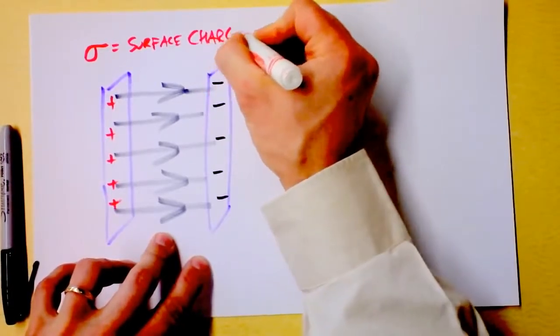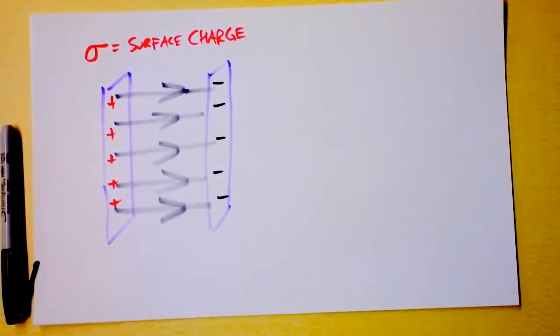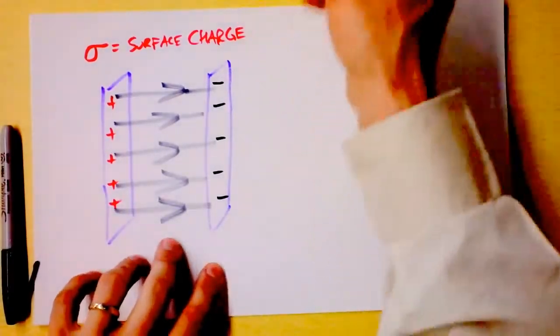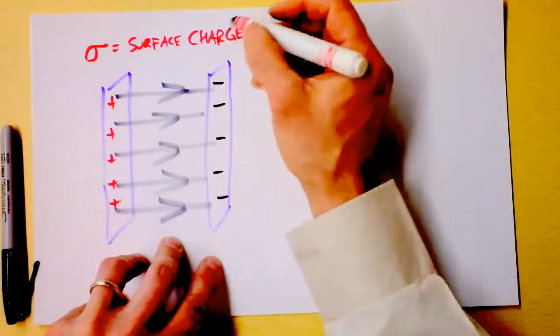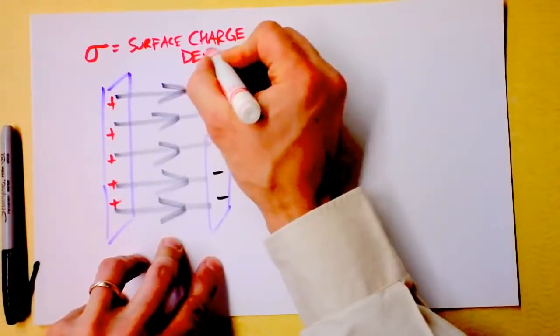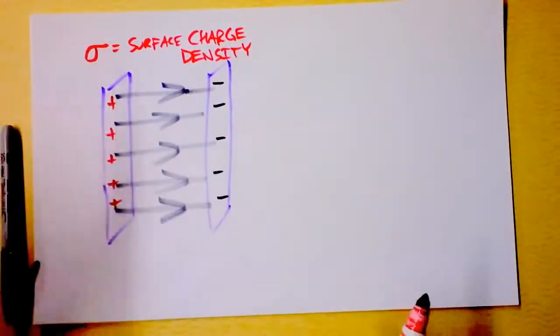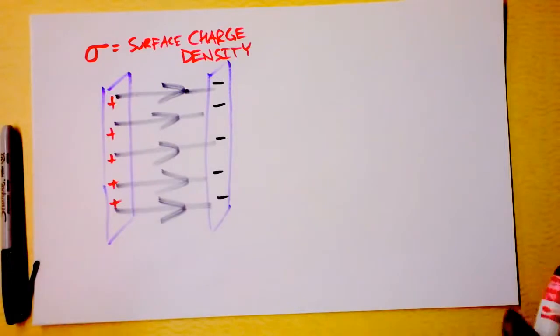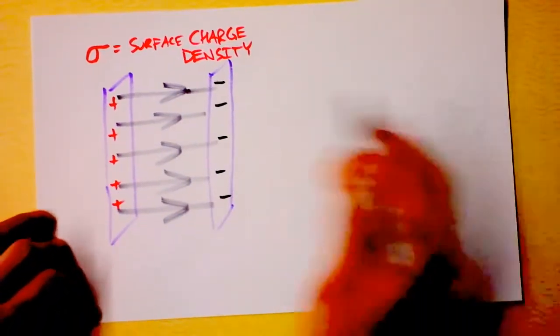I'm going to call it surface charge density because, as you will see in the first video, the surface charge density is the only charge density for a conductor because that's where the charges lie. They lie on the surface of the metal. Surface charge density is sigma, and so my plan is to take a Gaussian surface that looks like this.